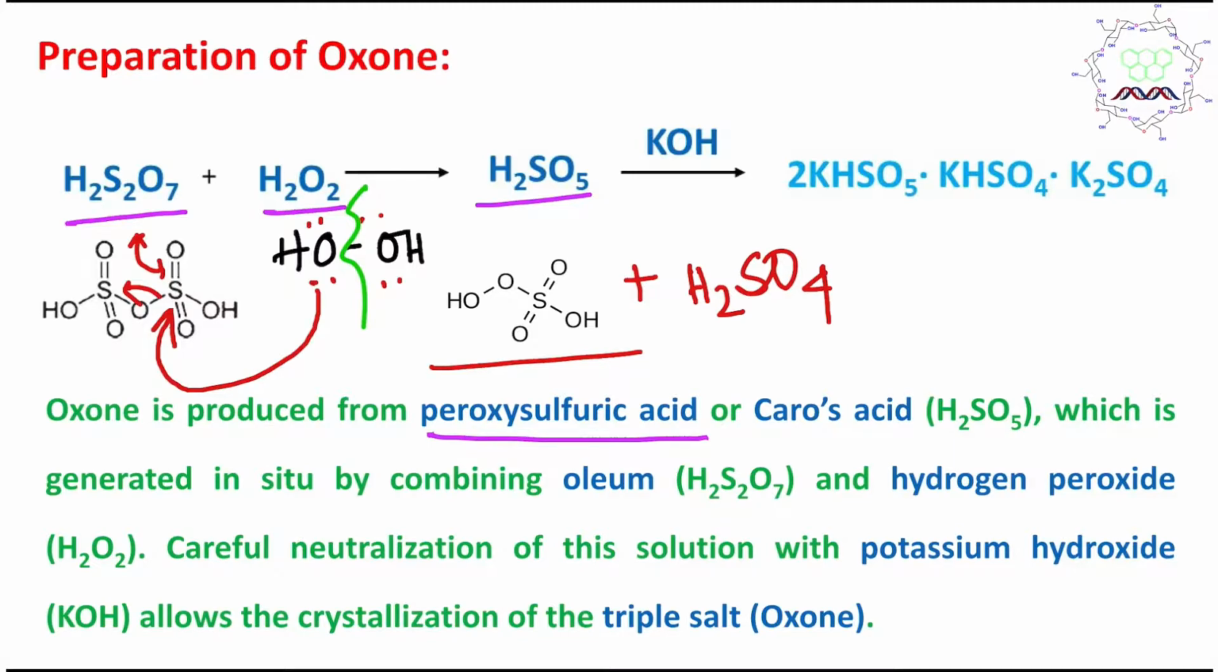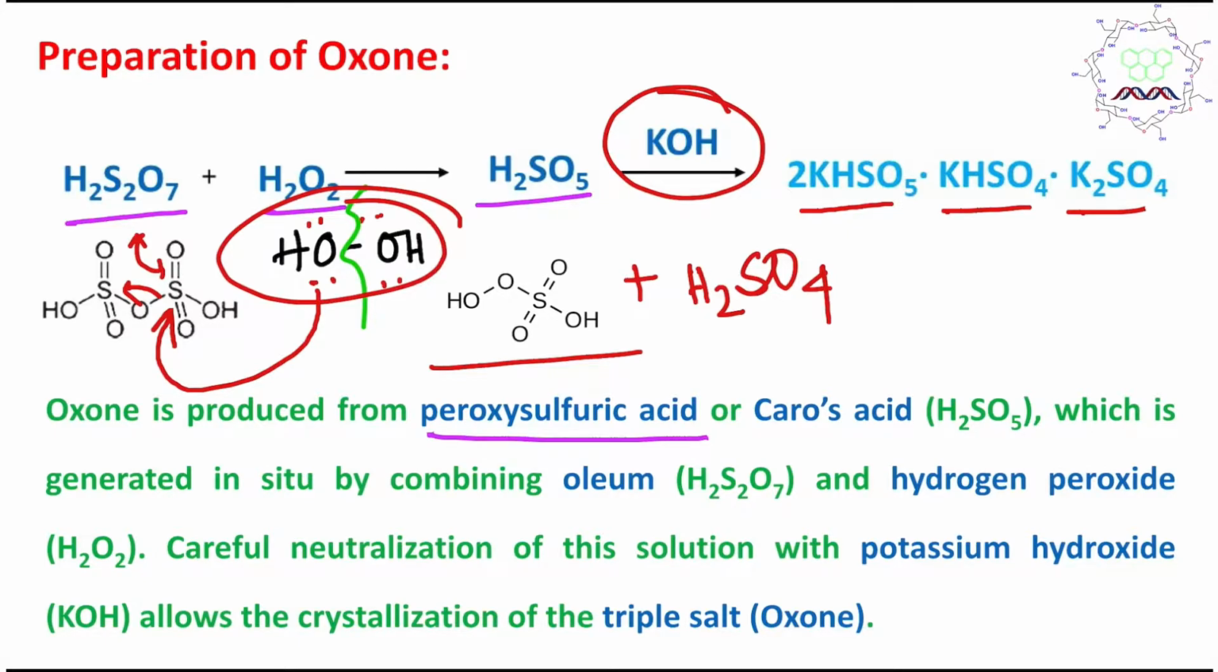Now both are strong acids, so it reacts with strong base KOH and ultimately it produces a mixture of salts. Mixture of salts means the potassium salt of this Caro's acid, monopotassium salt, potassium bisulfate and potassium sulfate. So these three are produced, and here you can see that after the reaction, this peroxy part, means hydrogen peroxide, is introduced into the Caro's acid. So this is the difference between sulfuric acid versus this peroxysulfuric acid or Caro's acid.